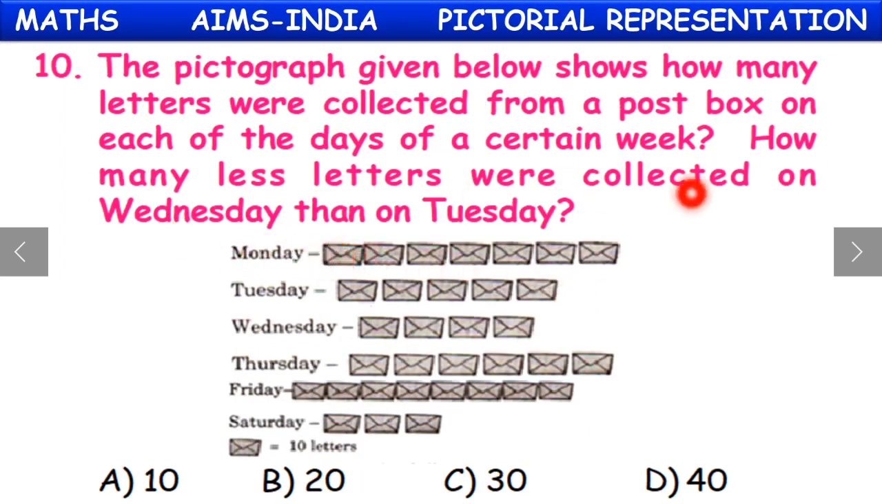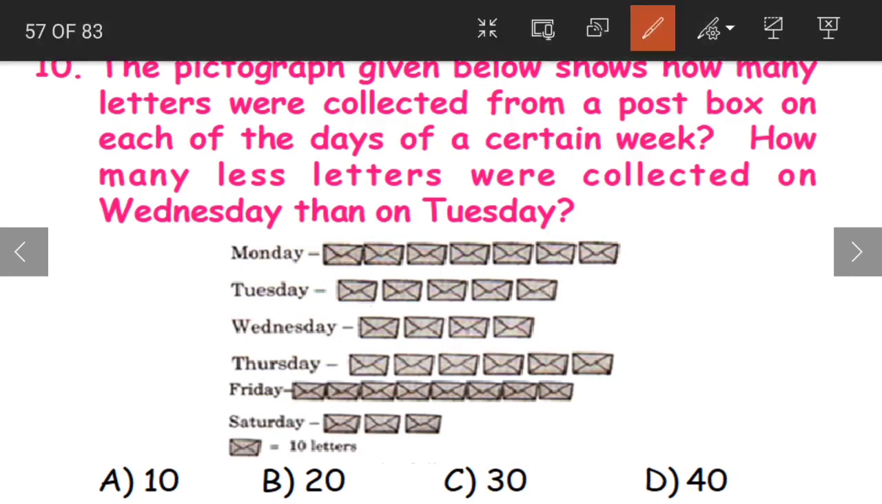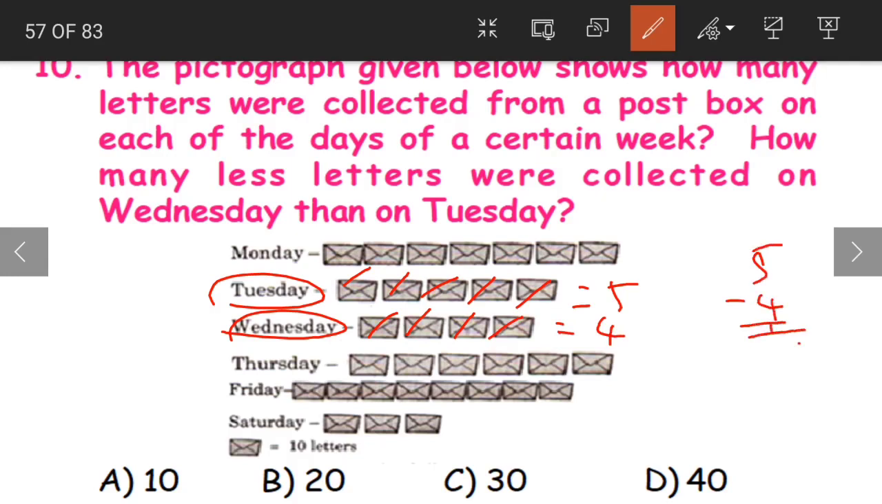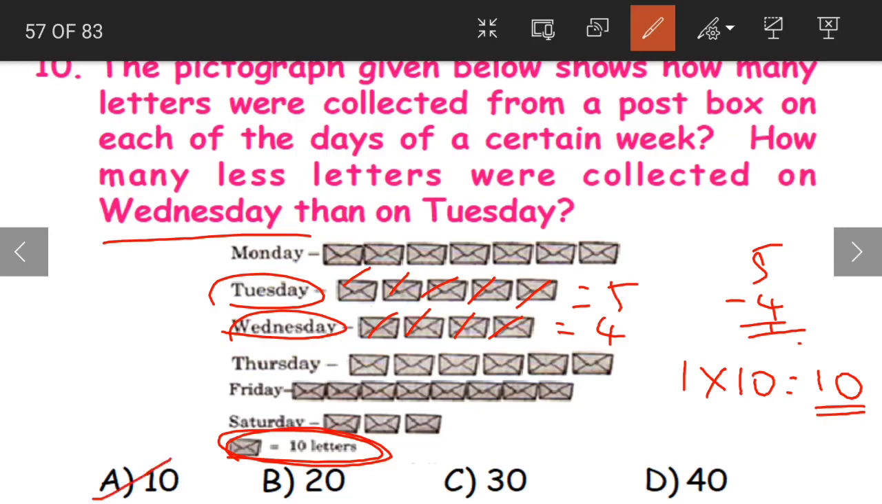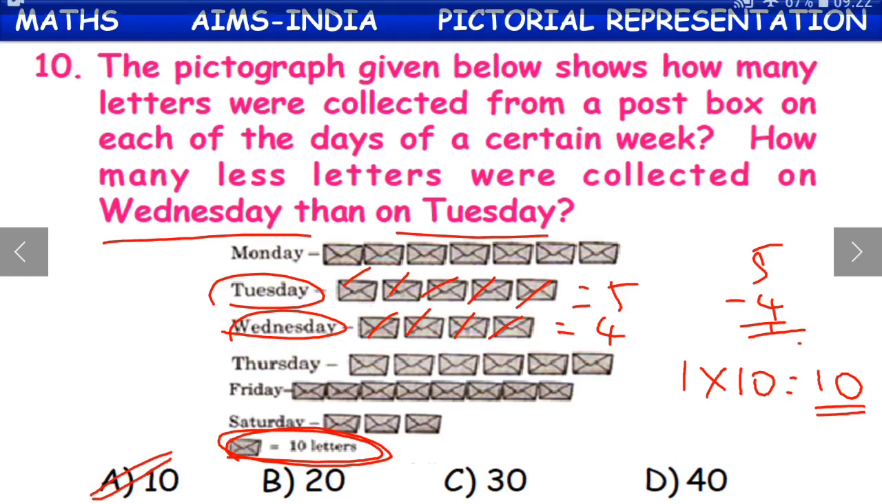Again question 10. How many less letters were collected on Wednesday than on Tuesday? Now again compare these two. 1, 2, 3, 4, 5. 1, 2, 3, 4. So what is this? Again we have to find out the difference. 5 minus 4 is equal to 1. Now is 1 our answer? No. Again we have to multiply 1 by 10. 1 into 10 is equal to 10 letters. So 10 less letters were collected on Wednesday than on Tuesday. So option A, 10 becomes our correct answer.